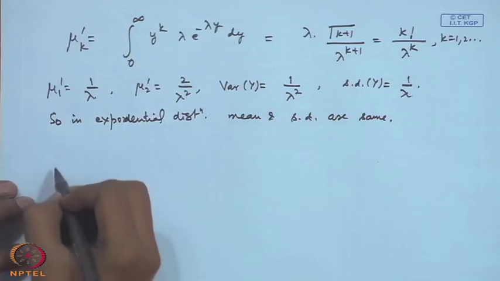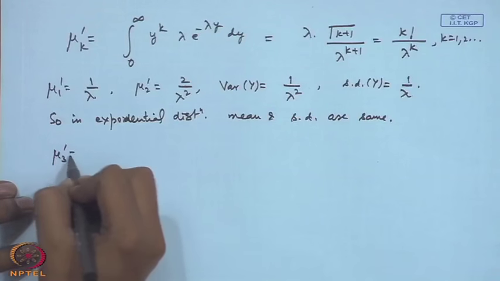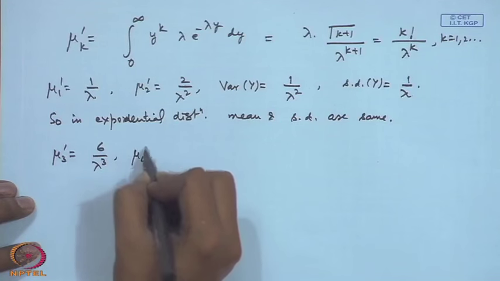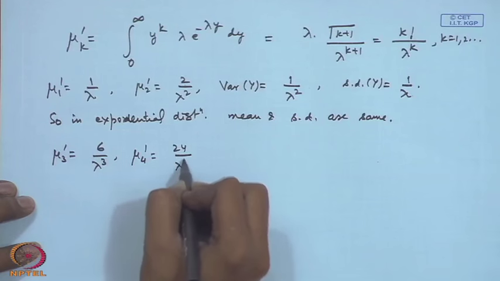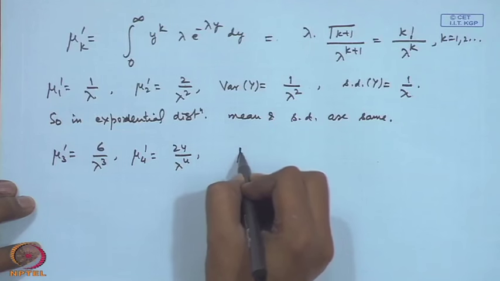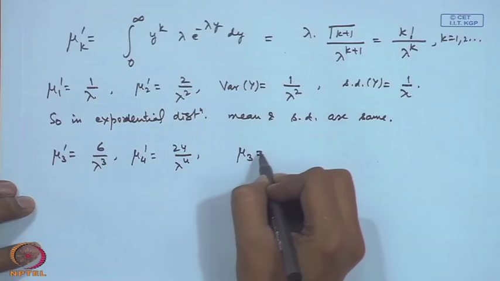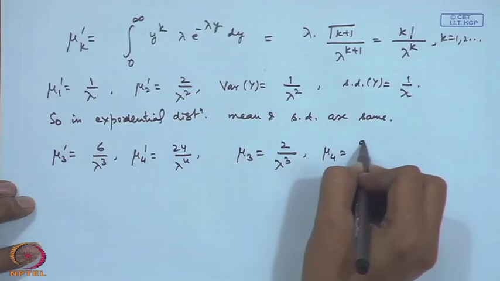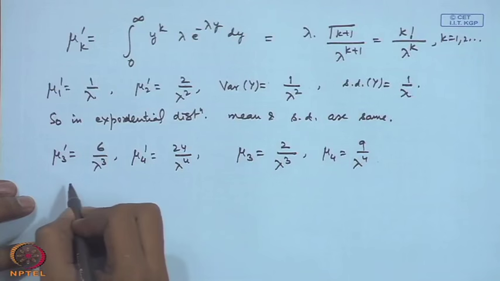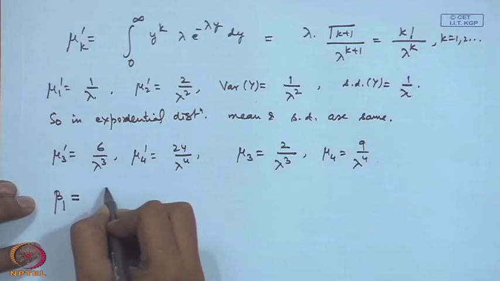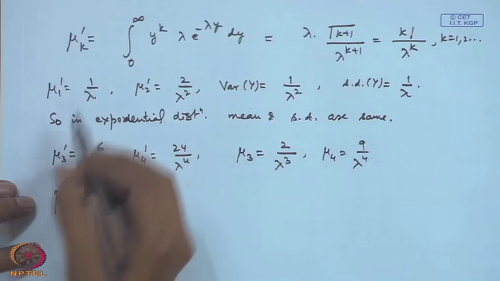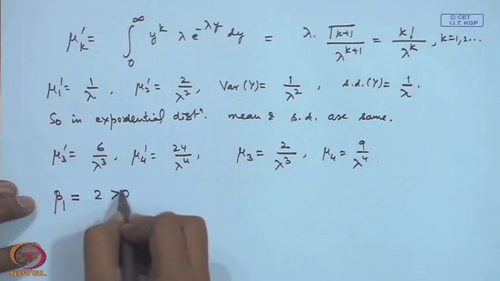Let us consider mu 3 prime, that is equal to 6 by lambda cube, mu 4 prime will become equal to 24 by lambda to the power 4. So, from here we can derive the third central moment, that is 2 by lambda cube, and mu 4 is equal to 9 by lambda to the power 4. So, if I consider the measure of skewness, that is equal to 2 by lambda cube divided by 1 by lambda cube, that is equal to 2, which is always positive.